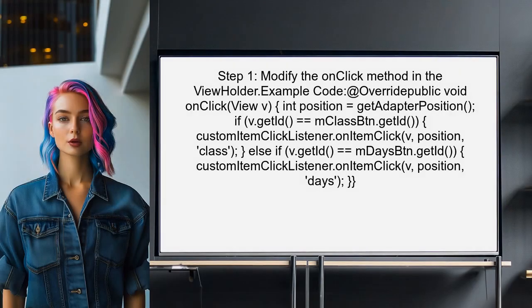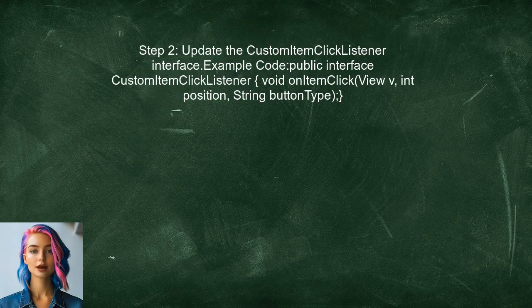To differentiate which button was clicked in the recycler view, the user should modify the on-click method in the view holder. This involves passing the button's identifier to the activity through the interface. Next, the user should update the custom item click listener interface to include an additional parameter. This parameter will indicate which button was clicked.